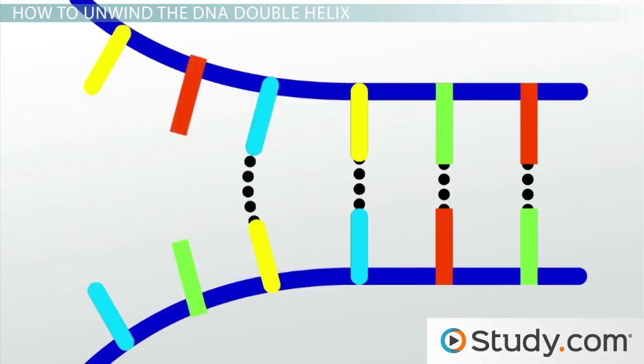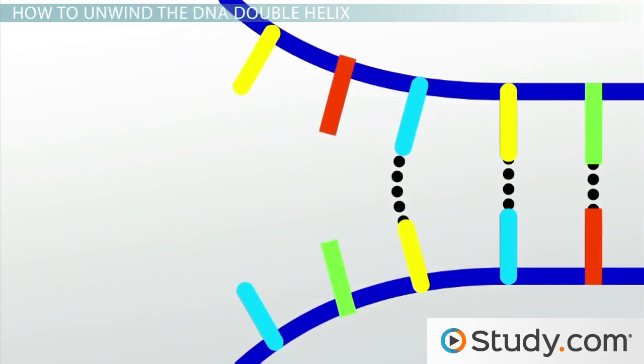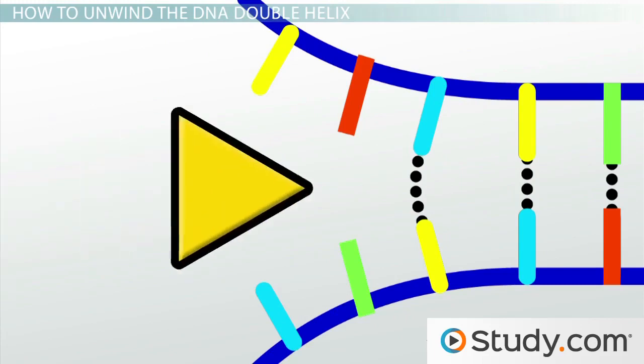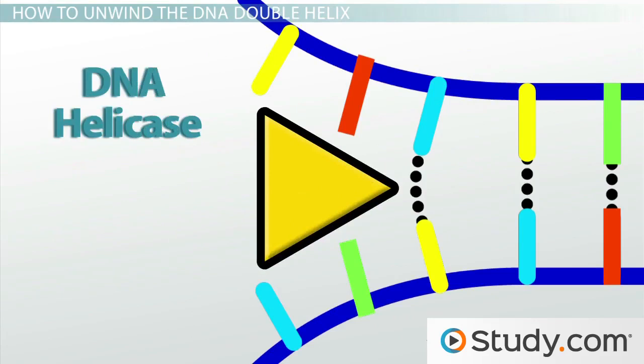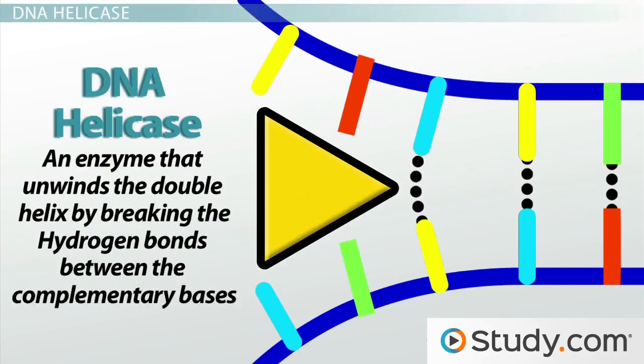But keep in mind that DNA is a very important molecule. It holds all of our genetic information, and it can't just split open at the drop of a hat. It needs a specialized helper to assist in orchestrating that movement. That helper is an enzyme that we call DNA helicase. DNA helicase is an enzyme that unwinds the DNA double helix by breaking the hydrogen bonds between the complementary bases. It's easy to remember the name because it has part of the word helix in it.